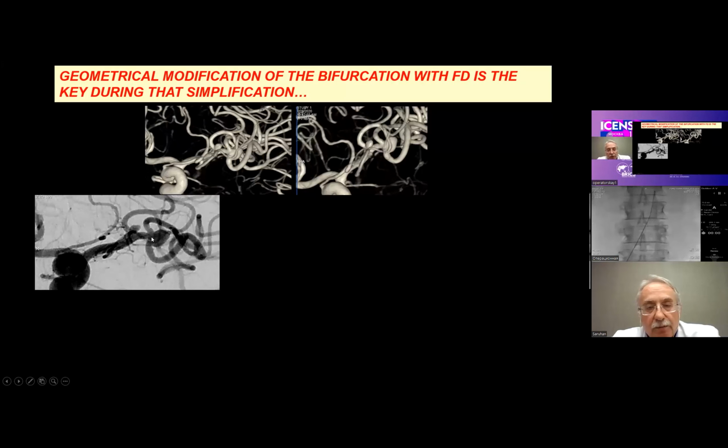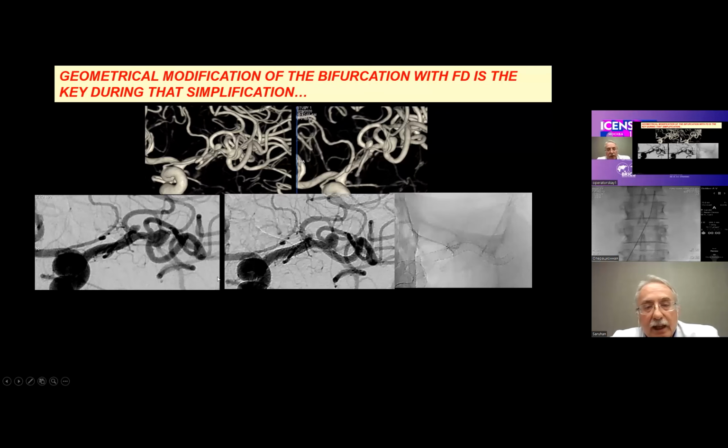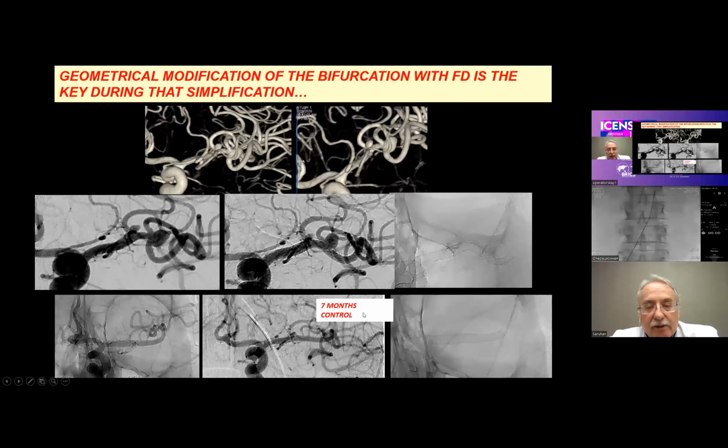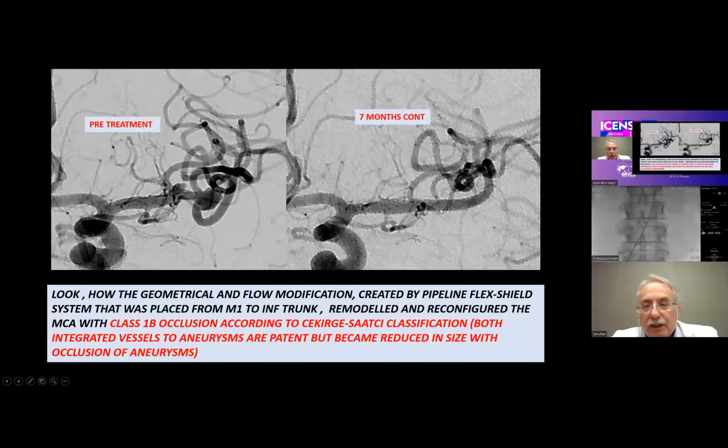So you place a pipeline, the angle is already 150 degrees, and 140 at 7 months control. I'm going to show you in a bigger picture. This is 3 and 7 months control. There's a straightening of the whole vessel. So basically, this is the most important factor. Not every flow diverter works that way. It gotta be cobalt chrome. It gotta be stiff.